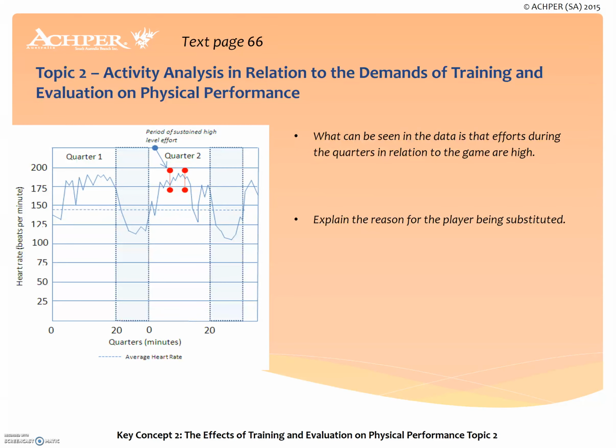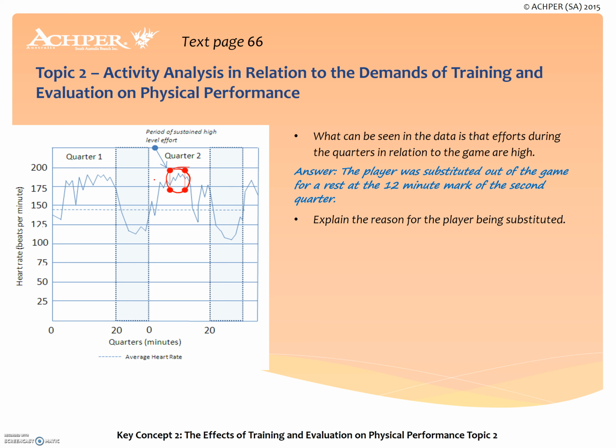Now, questions. What can be seen in the data? What can be seen in the data is that the efforts during the quarters in relation to the game are higher. We can see here that the player was actually substituted out of the game for a rest at the 12-minute mark of the second quarter, so after this period here.